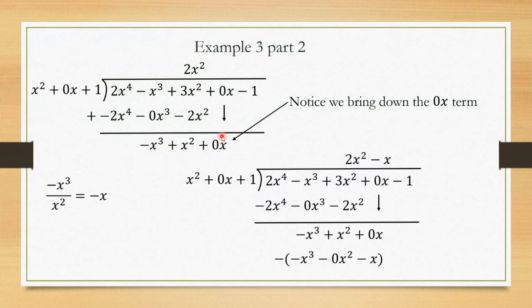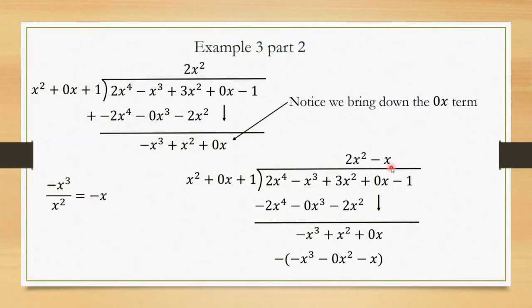Now, do we repeat the process? Well, we have to, right? We only stop when the difference has degree less than the degree of the divisor. Okay, so when this difference here has degree less than the degree of the divisor, that's when we stop, or if the difference is 0. Okay, so here we have negative x cubed, it's actually down here, negative x cubed divided by x squared, that's over here. As you can see, we get negative x.